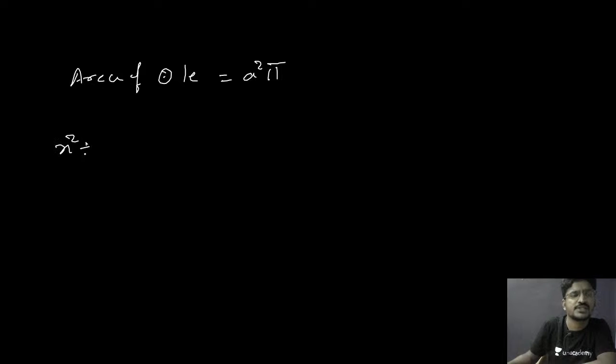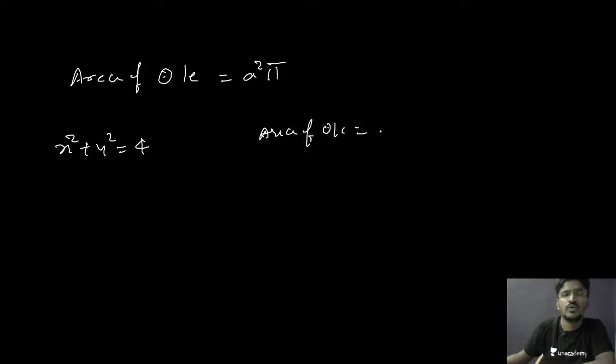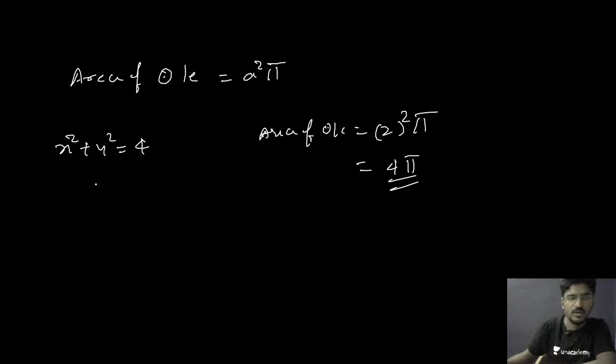Suppose if you have x square plus y square equal to 4, directly you can write the area of the circle is equal to, the value of a is 2, 2 square pi, that is 4 pi, because x square plus y square equal to a square. This is the formula. So here you are going to get a equal to 2. 4 pi will be the answer.